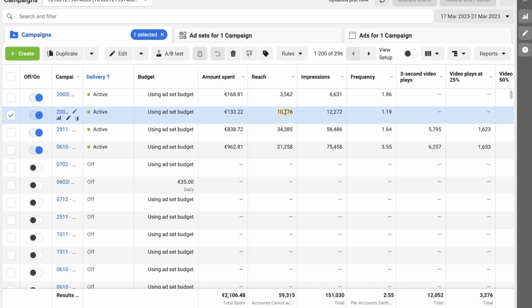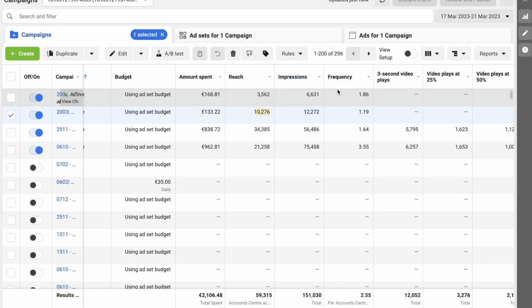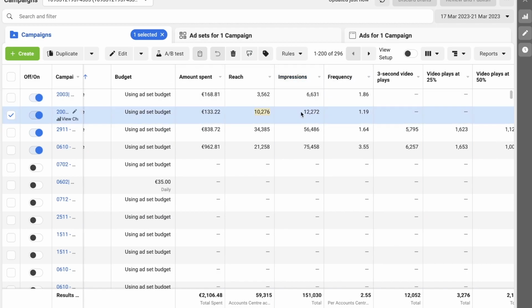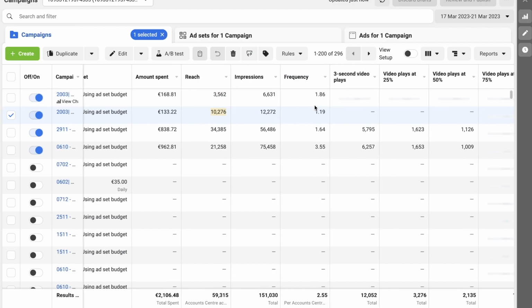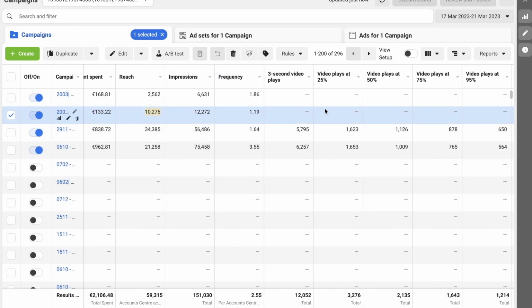But overall, you can say that cold campaigns most of the time have the lowest frequency because they have a wide audience of people that see your ad for the first time, and some people might only see it once. Usually, you could also show the CPM costs right here, and you will understand why at the end of this KPI rundown.